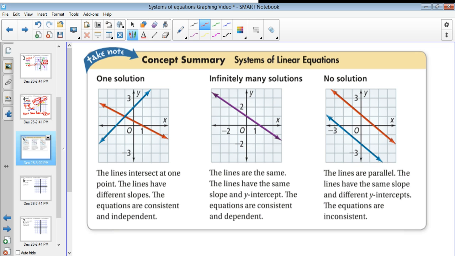Okay. And then lastly, the lines are parallel. That means they're going to have no solution. These equations or these lines are never going to intersect. Obviously, they have the exact same slope, but different y-intercepts.